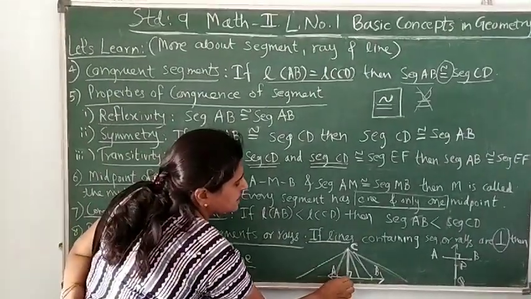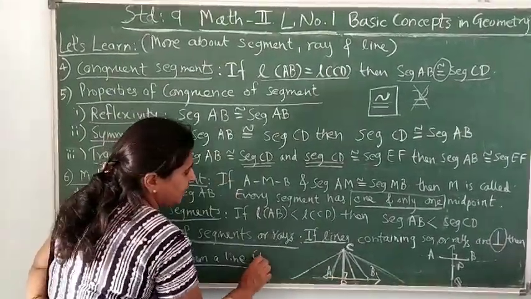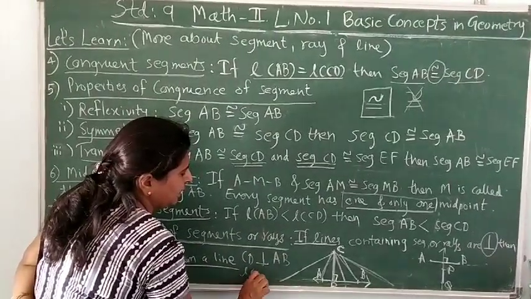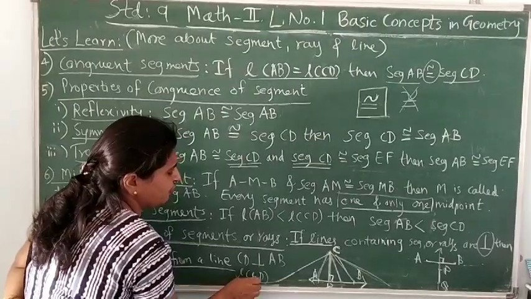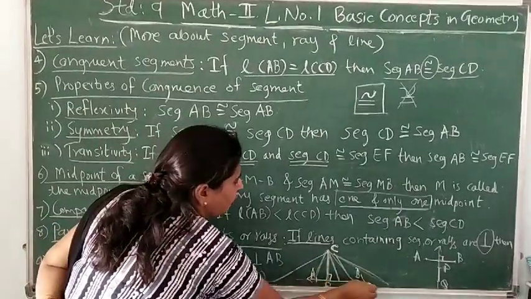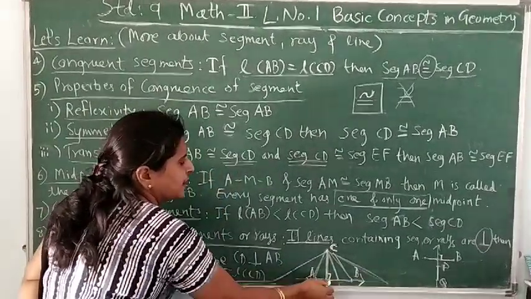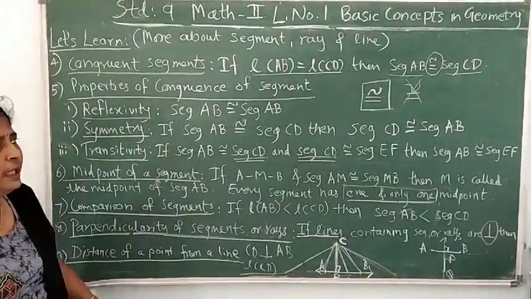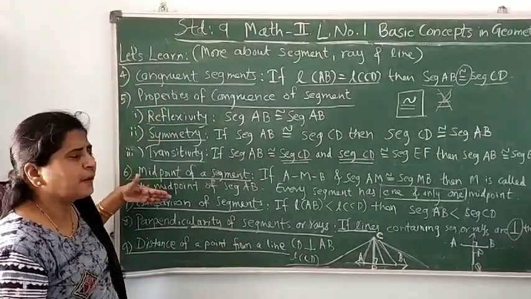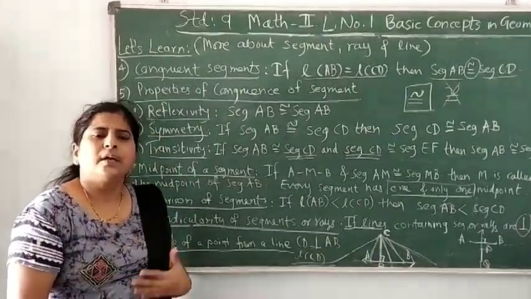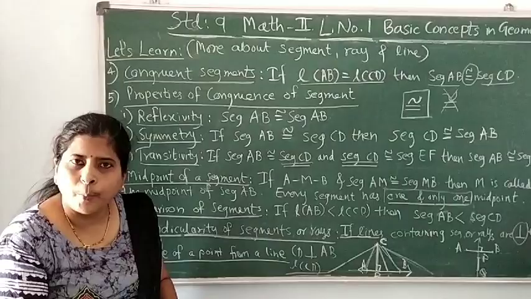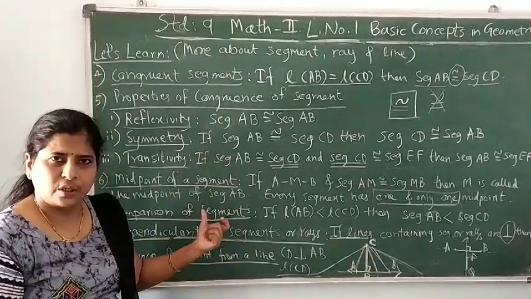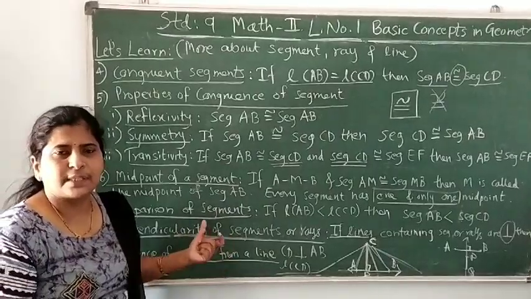If I name the foot as D, and if CD is perpendicular to AB, the length CD is going to be your distance of point C from line AB. Of course, that point D is lying on the line AB. So, we have learned the small concepts which we are going to use in this lesson, and in geometry itself. We have covered all these concepts in this video number 6.